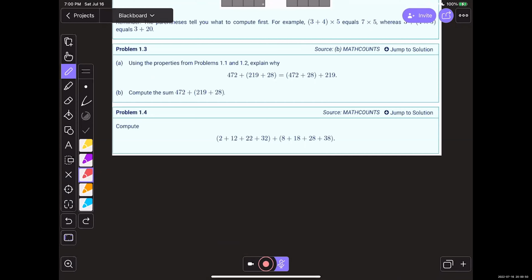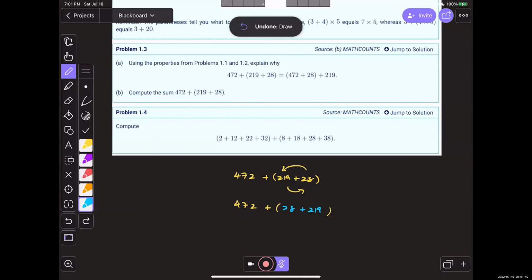And as long as all the numbers stay the same, as long as we're still adding up every single number, it doesn't matter what order we add them in. So instead of doing 219 plus 28 first, we just do 472 plus 28 first instead, and that is the same thing. All the same numbers show up, they're still being added, so everything is still the same. If we really want to be very specific about the details, for 472 plus 219 plus 28, we can first use the commutative property to change the order of these two numbers. That would give us 472 plus (28 plus 219). So all we've done so far is change the order of the two numbers in the parentheses. That was the commutative property.